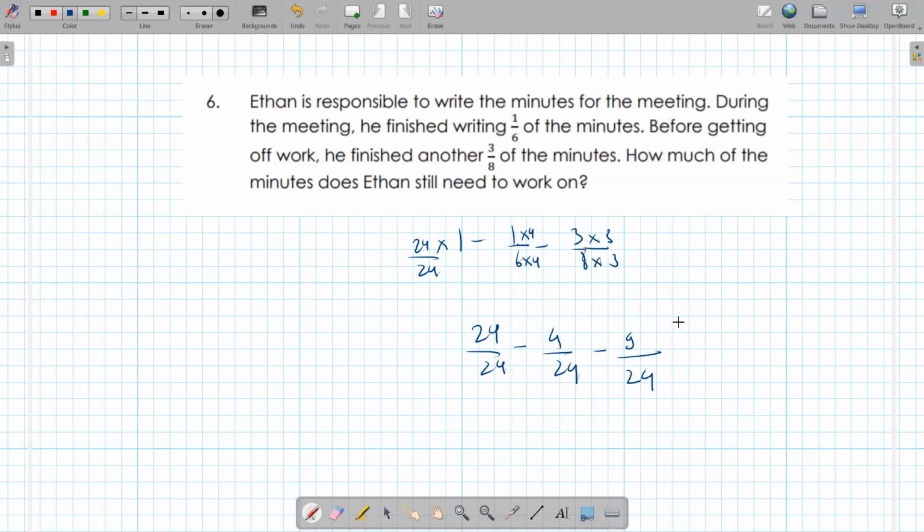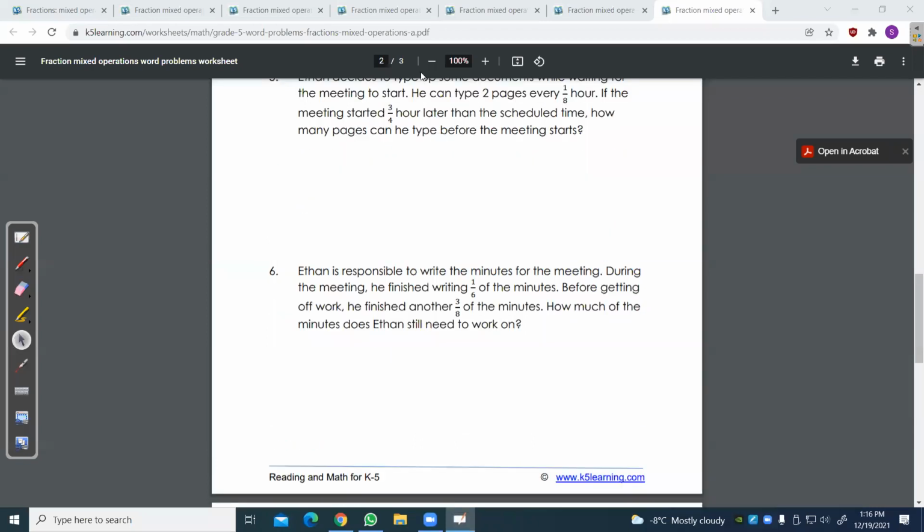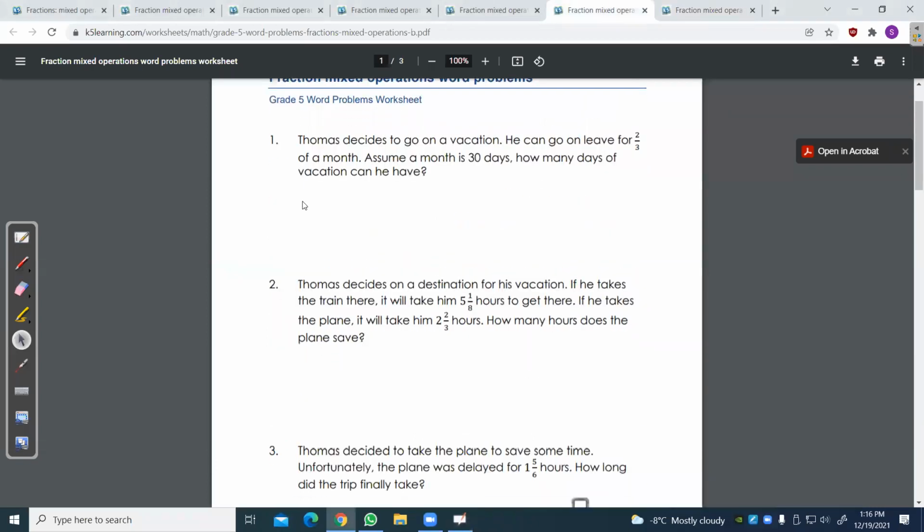So 24 minus 4 is 20. 20 minus 9 is 11. So there you go. 11 over 24 is the final answer. That makes sense? Let's keep going.